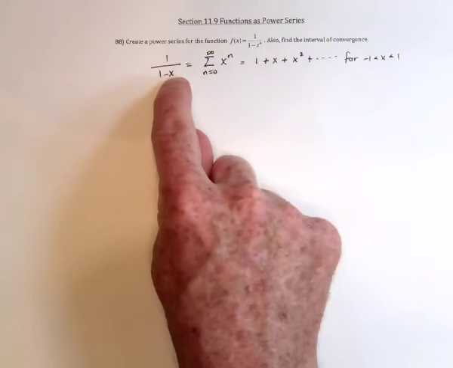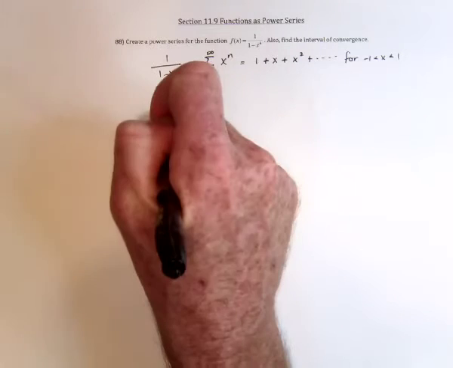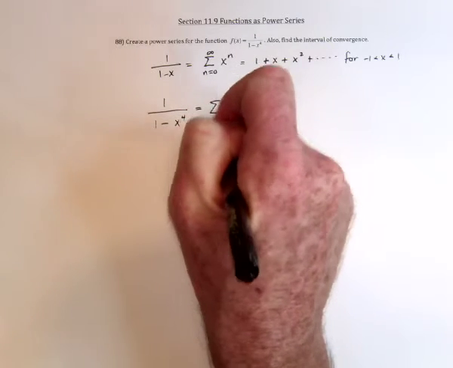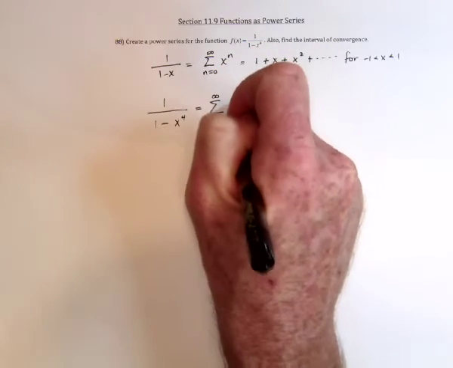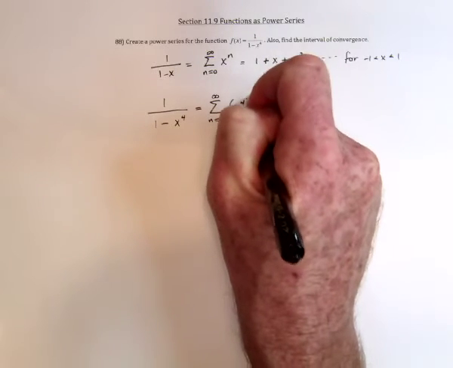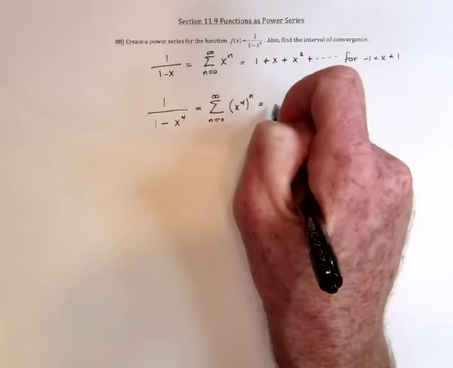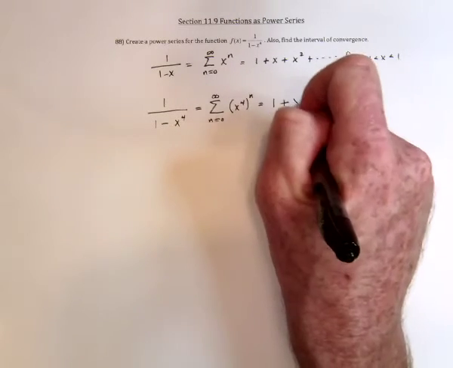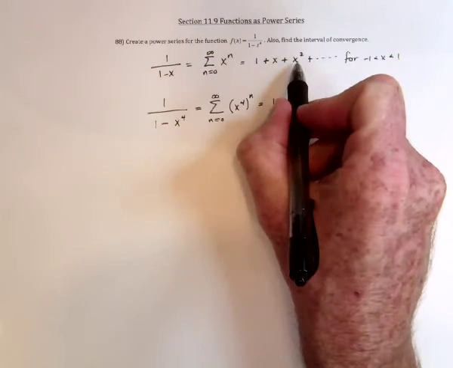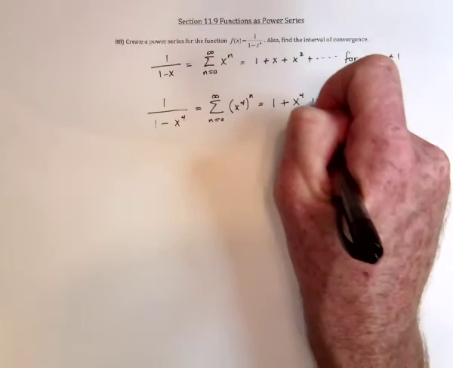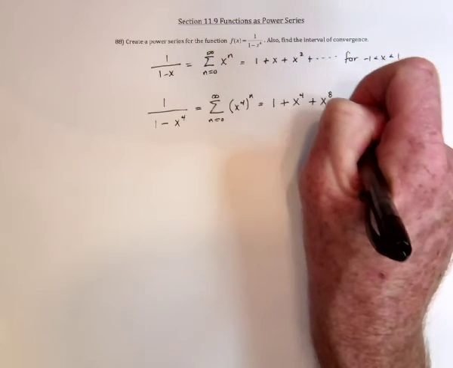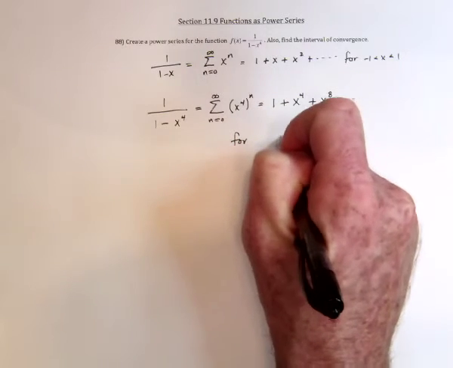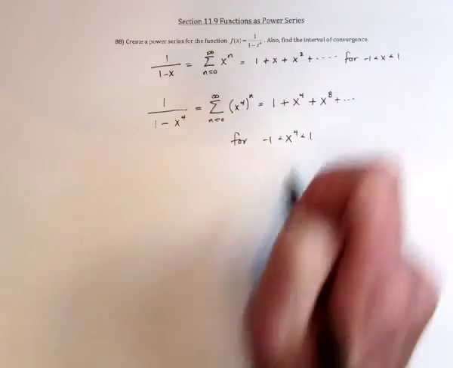So now replace all of the x's with x to the fourth. So 1 over 1 minus x to the fourth will become the sum from 0 to infinity of x to the fourth in place of x. Or in other words, it's going to be 1, and then x to the fourth, x to the fourth squared, x to the eighth, etc. And then that is for x to the fourth between -1 and +1.